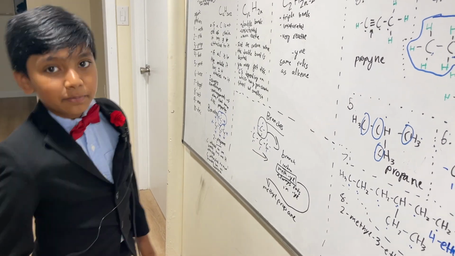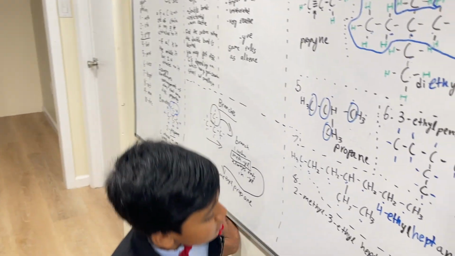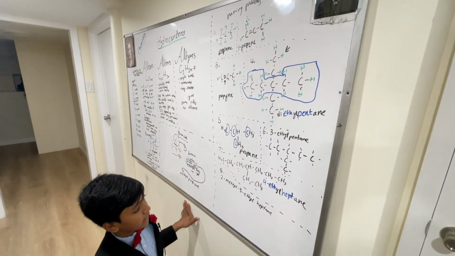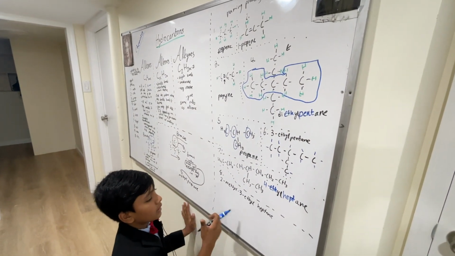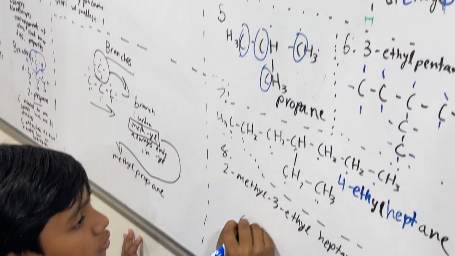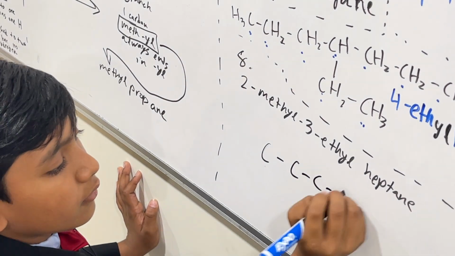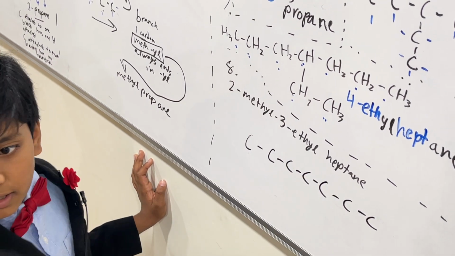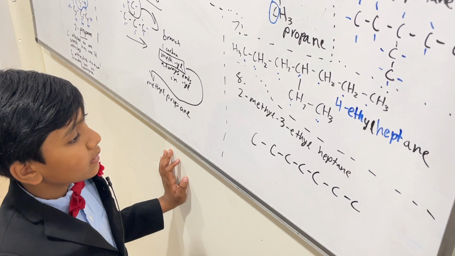And finally, for the end of this behemoth lesson. 8. 2-methyl 3-ethyl heptane. Heptane. There are 7 carbons in one row. 1, 2, 3, 4, 5, 6, 7. Oh yeah, that's 7. Like heptagon.